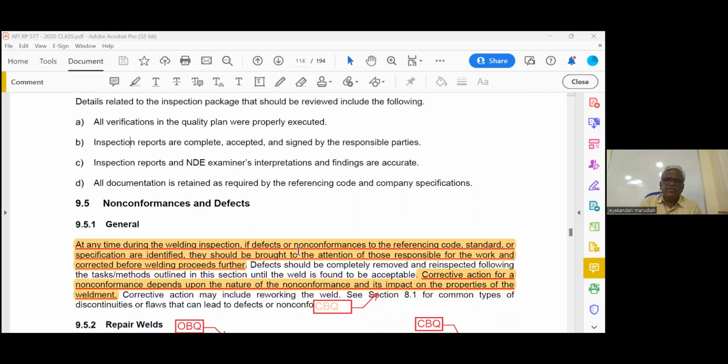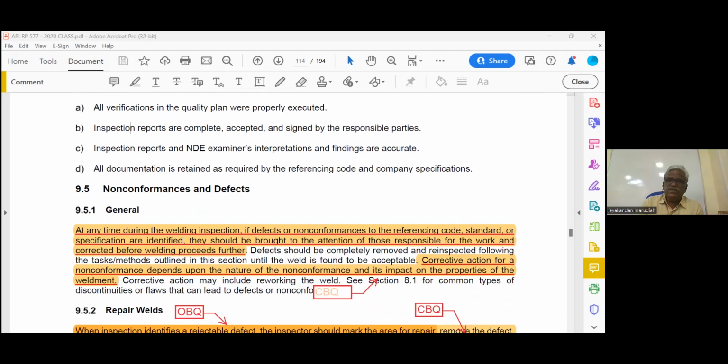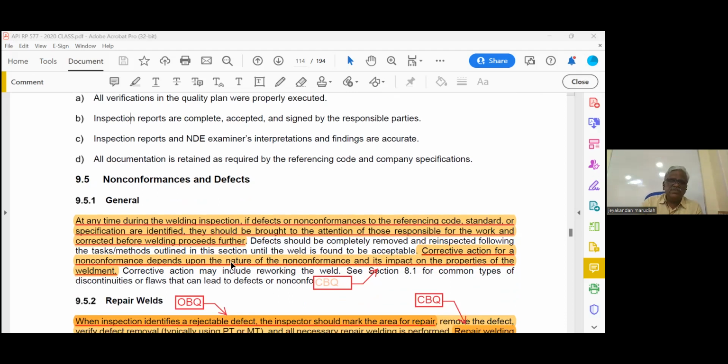Anytime during the welding, if defects non-conforming to the reference code, standard, or specification are identified, they should be brought to the attention of those responsible for the work and corrected before welding proceeds further. Then corrective action for non-conformance depends on the nature of the non-conformance and its impact on the properties of the weldment. That is a closed book question.